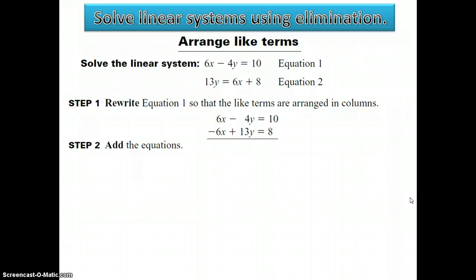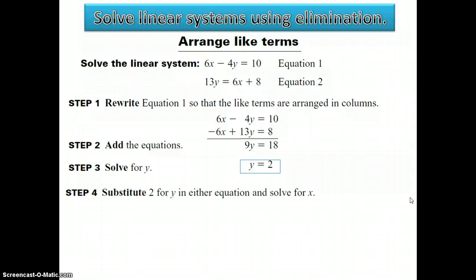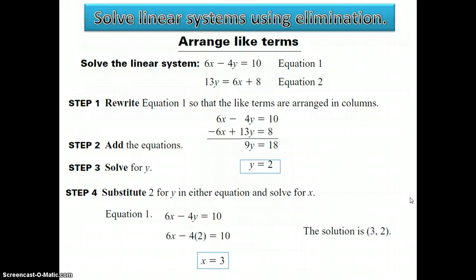So now we're going to add our equations, and we should expect the x's to drop out or be eliminated. And we have 9y is 18. We'll solve for y. y is equal to 2. Continuing on, we have to solve for x. So we'll go into either equation. And once again, I'm choosing equation 1. And I'll put 2 in place of y. And that gives me x is equal to 3. So the solution is 3, 2.